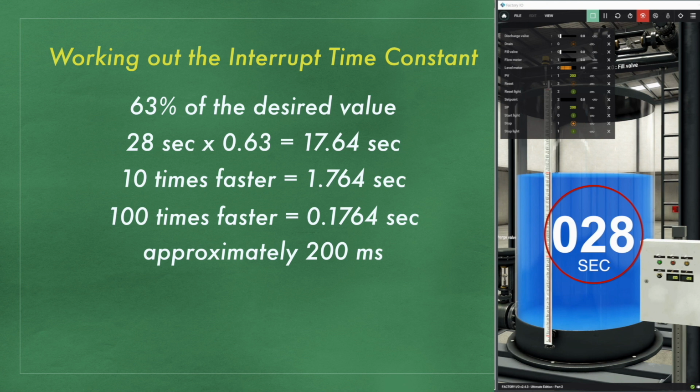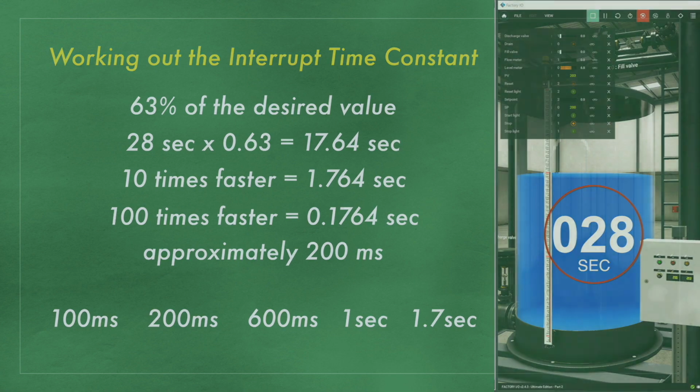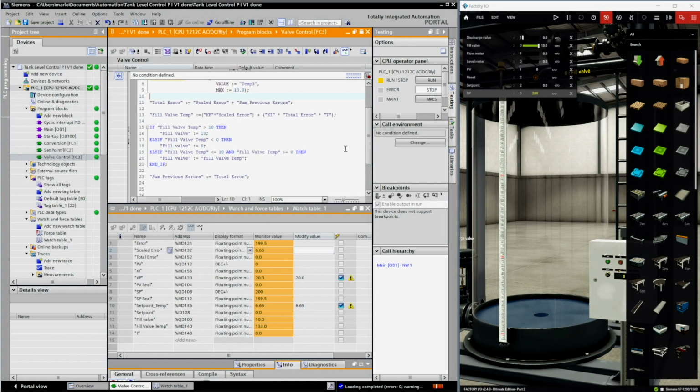So to shed some light on this, I'm going to test what happens when we use different interrupt time constants so we can see how the controller reacts. We'll use 100 milliseconds, 200 milliseconds, 600 milliseconds, 1 second, and maybe even 1.7 seconds. Now let's run the PLC to zero the variables.